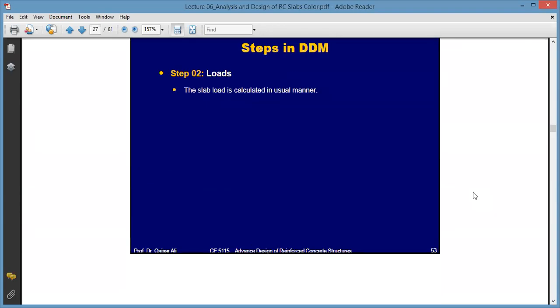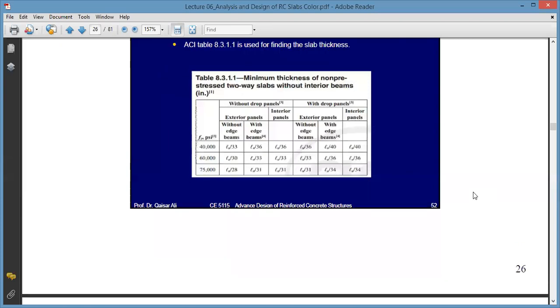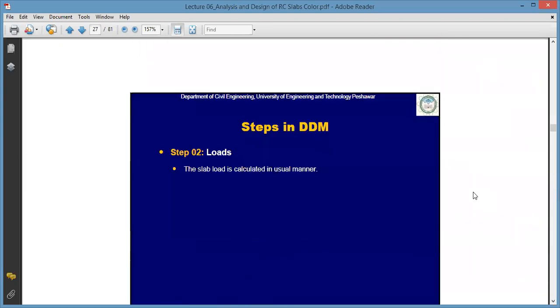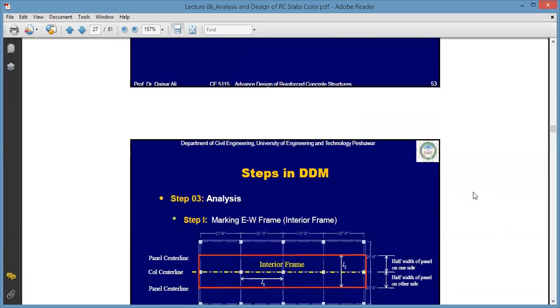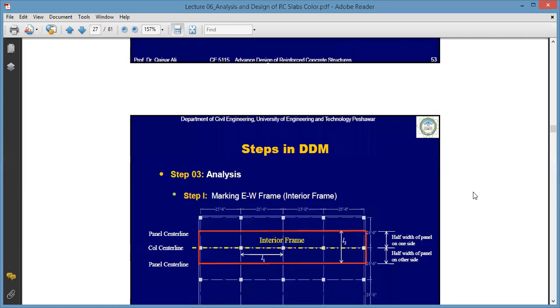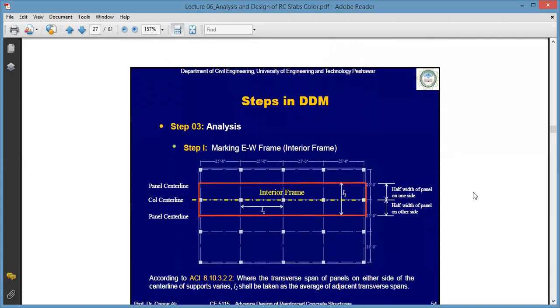Now, how to take loads? Previously, we discussed slab thickness. Now, how to take loads? So, the slab load is calculated in the usual manner, meaning we take it per square feet, or simply PSF. You are clear about PSF, pound per square feet.